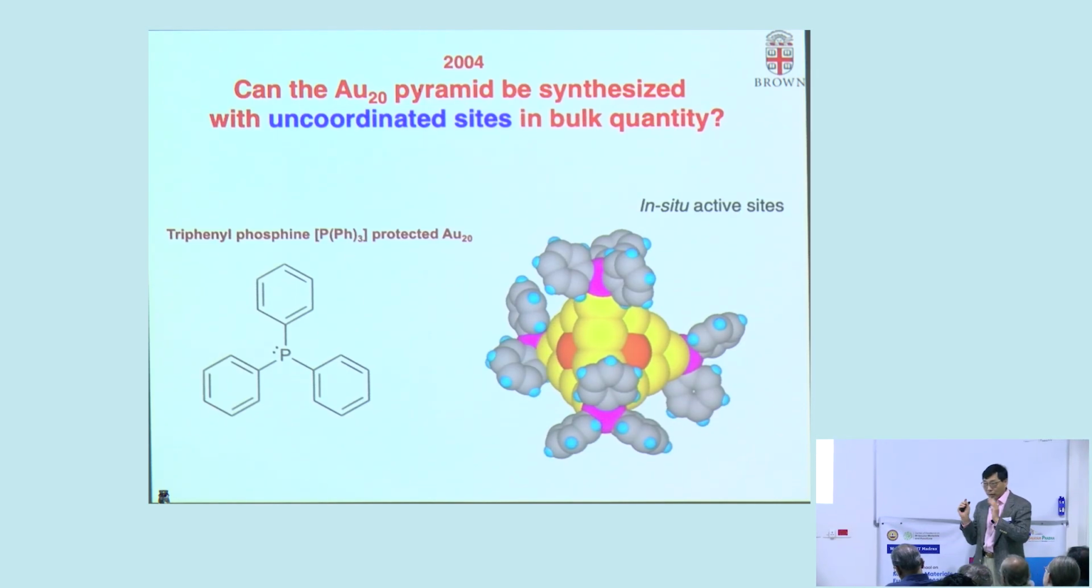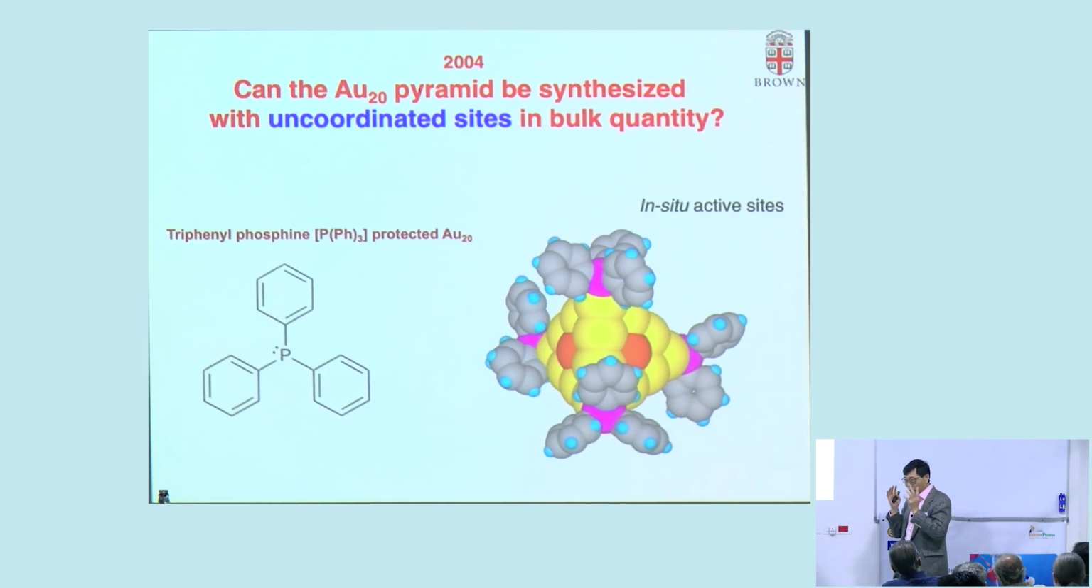So now we certainly cannot collect these clusters one atom, one molecule at a time, like what Professor Lai-Sheng was doing. So we needed to make at least milligrams of quantity. To do that, we need to come to solution chemistry and try to synthesize this and protect it with the ligand. So we have a very simple idea. So to protect gold 20, right?